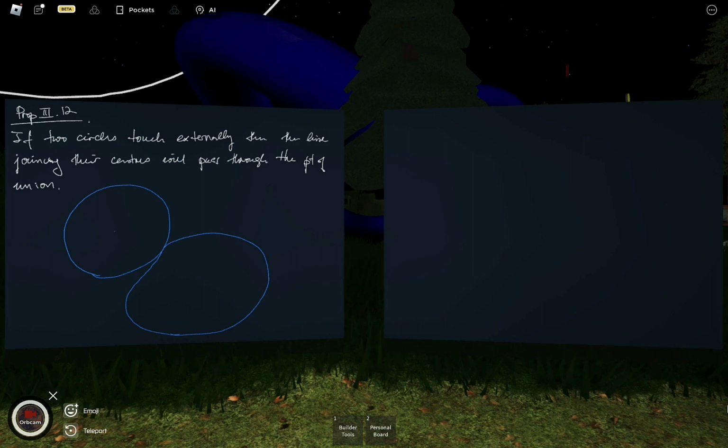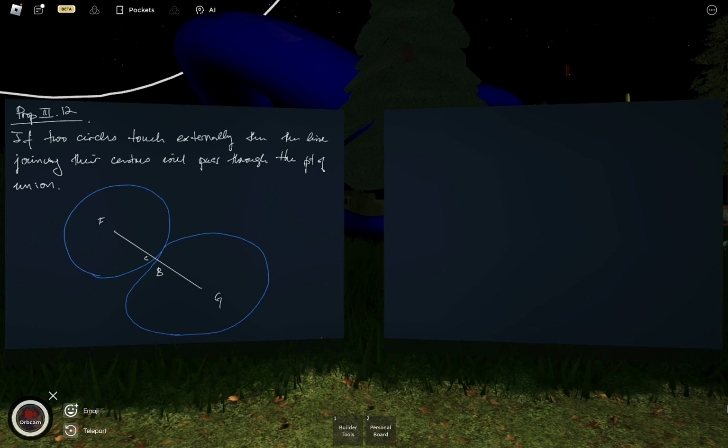And the centers are going to be here. So we're going to call this F and G. I'm going to join these centers, right? I'm going to call the points of intersection with the respective circles C and B. So C is here and B is here.